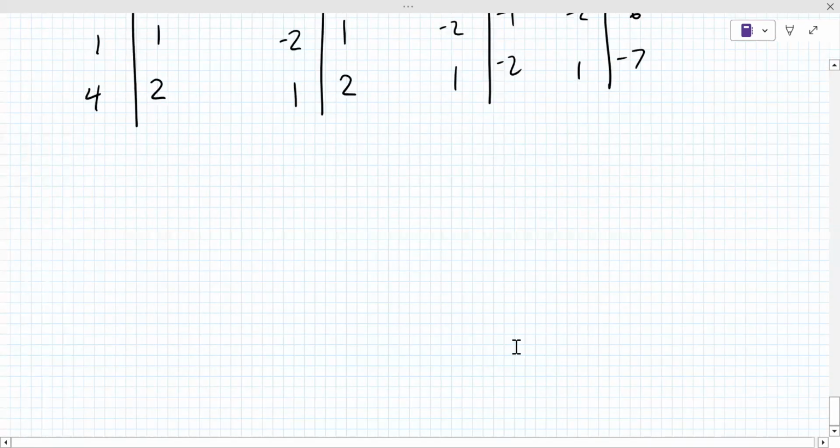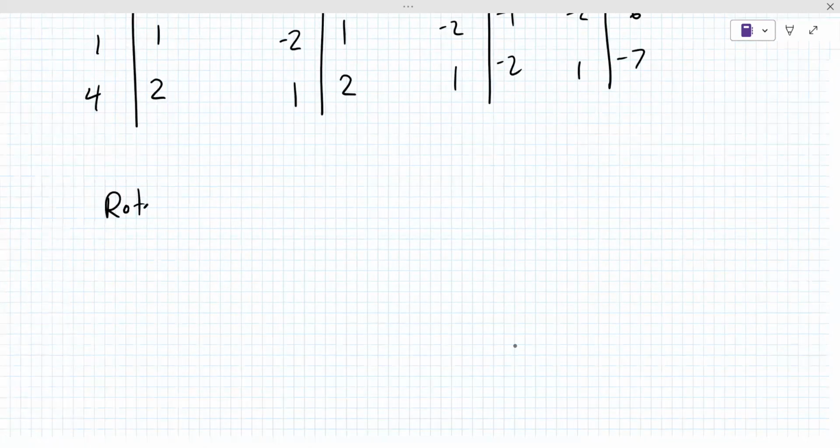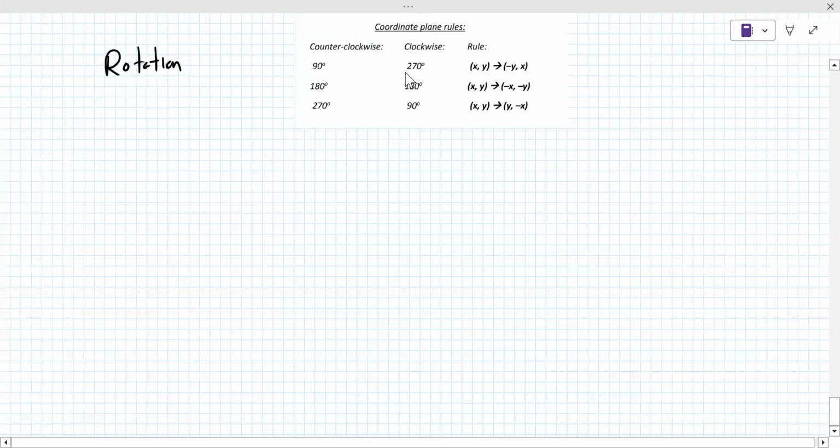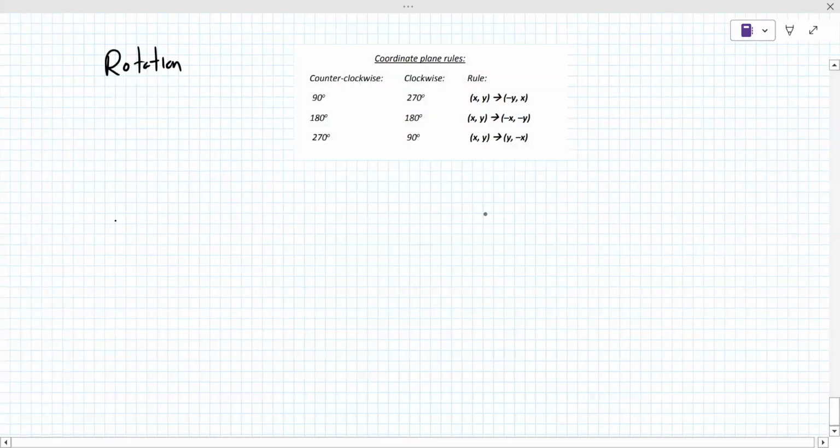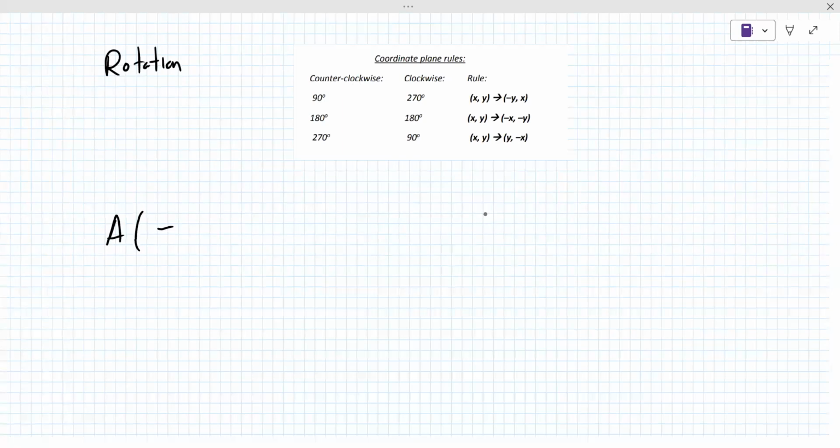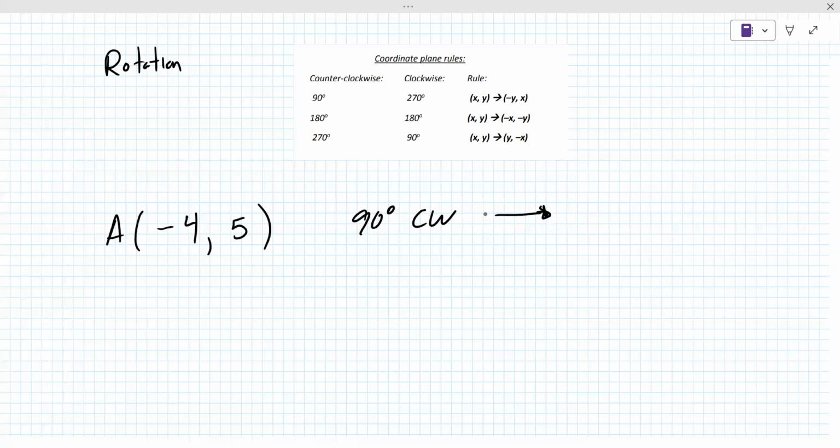Let's do some rotation stuff real quick here. Do you need that rotation sheet in front of you? Yeah, might as well. I wrote it in my notebook, but I have to use a different one currently. All right, so here we go. Let's say I give you the point A is (-4, 5), and we want a 90 degrees clockwise rotation.